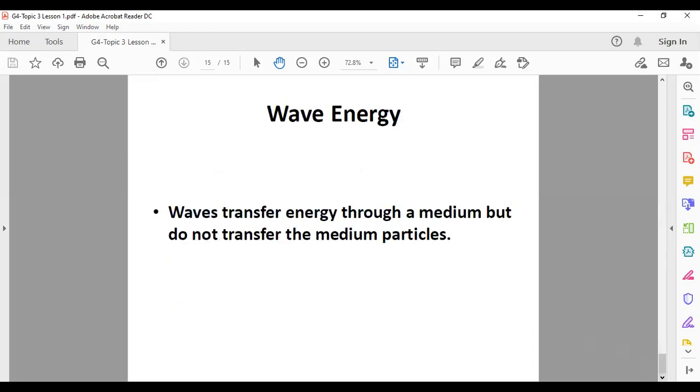Now, again, I want to remind you that waves carry energy. Transfer means carry. Waves transfer energy through a medium, but do not transfer the medium particles. This is a very important point to know: waves carry only energy. They do not carry the particles.